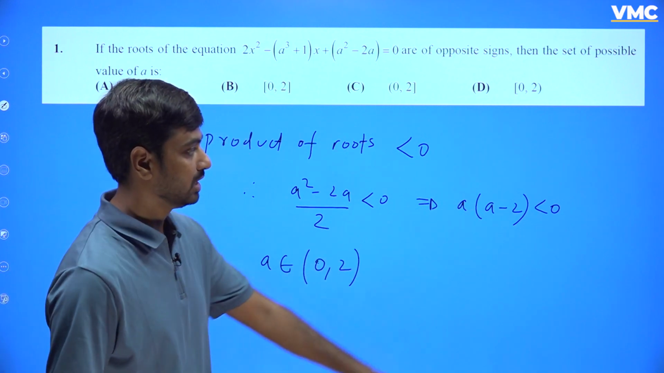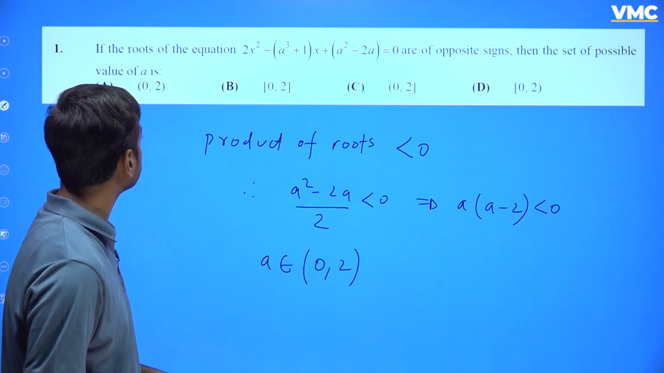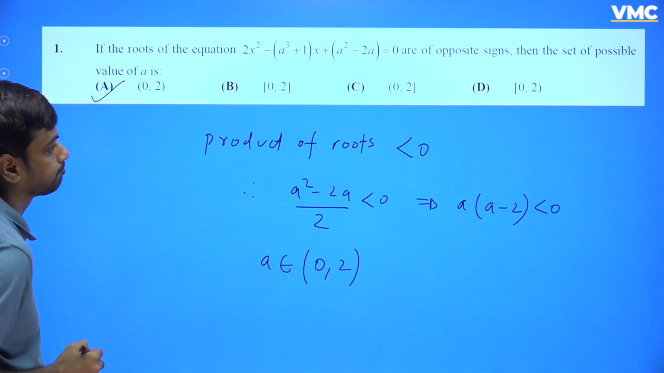We don't have equality here, so with 0 and 2, we have to use small brackets. So the correct answer for the first question is A.